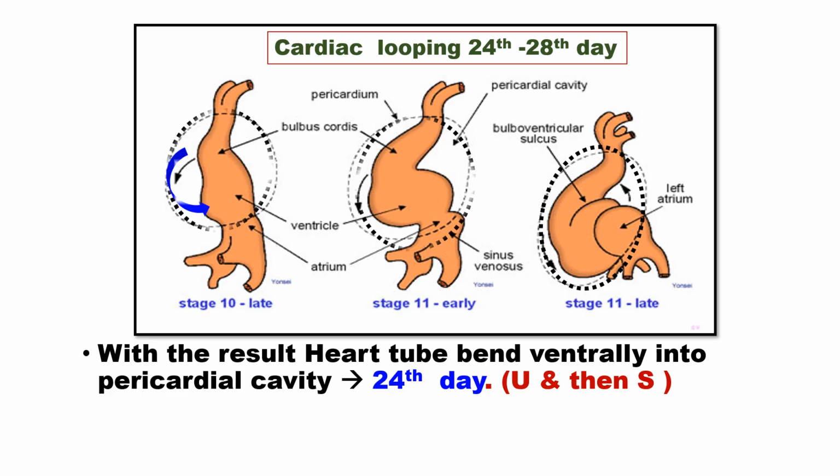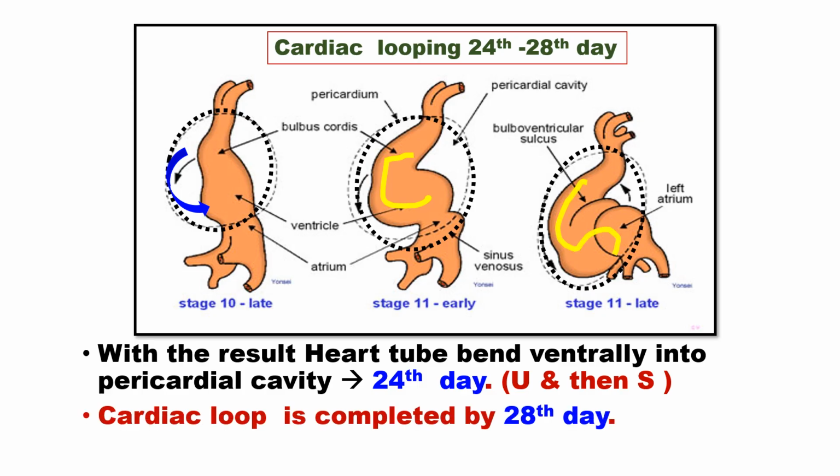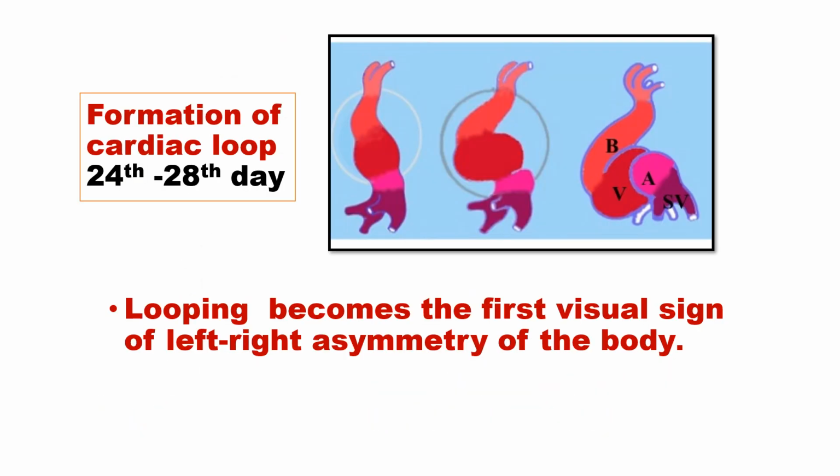As a result, the heart tube bends ventrally into the pericardial cavity. This starts from the 24th day and is completed by the 28th day. Initially it is a U bend, later followed by an S bend. Cardiac looping is completed by the 28th day. Looping becomes the first visual sign of left to right asymmetry of the body.